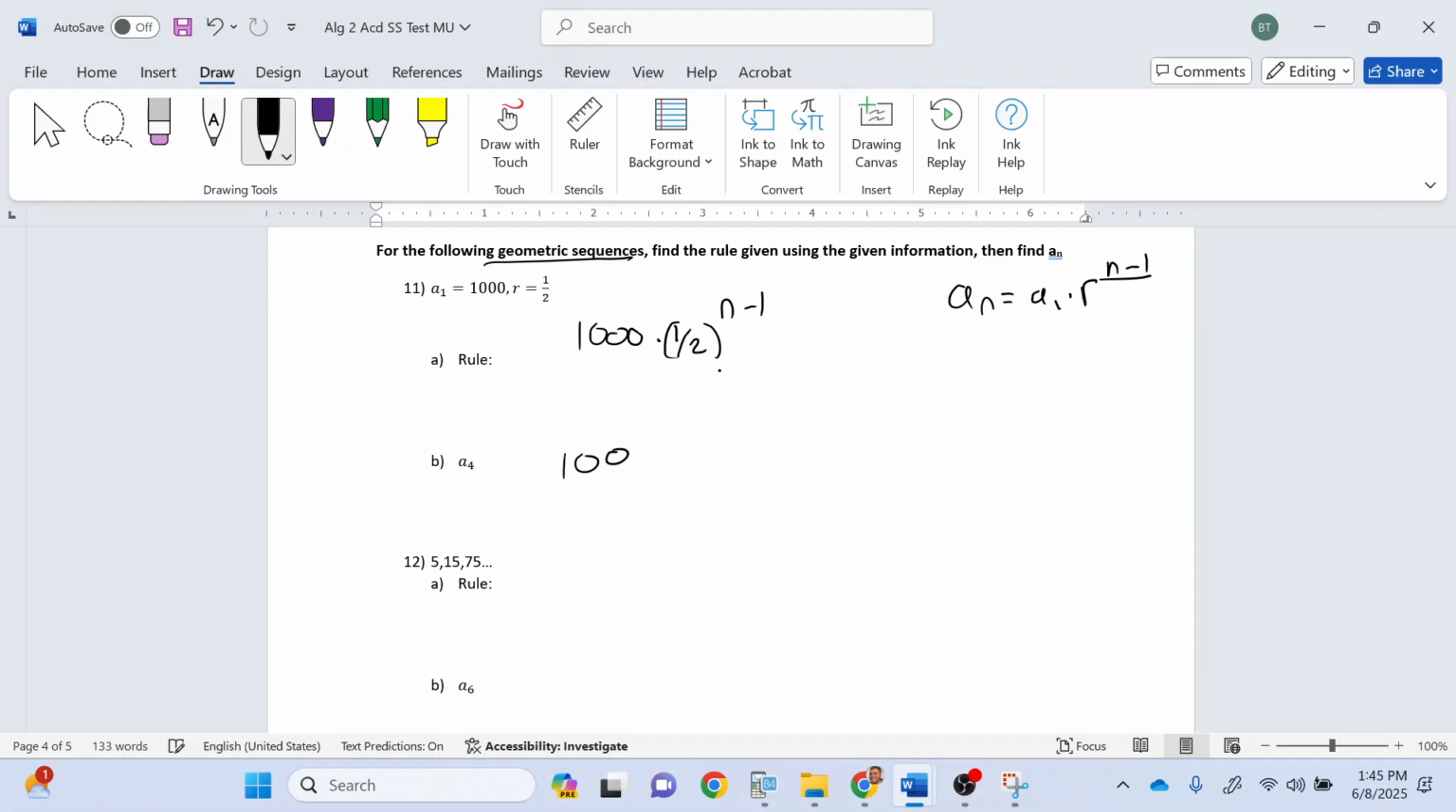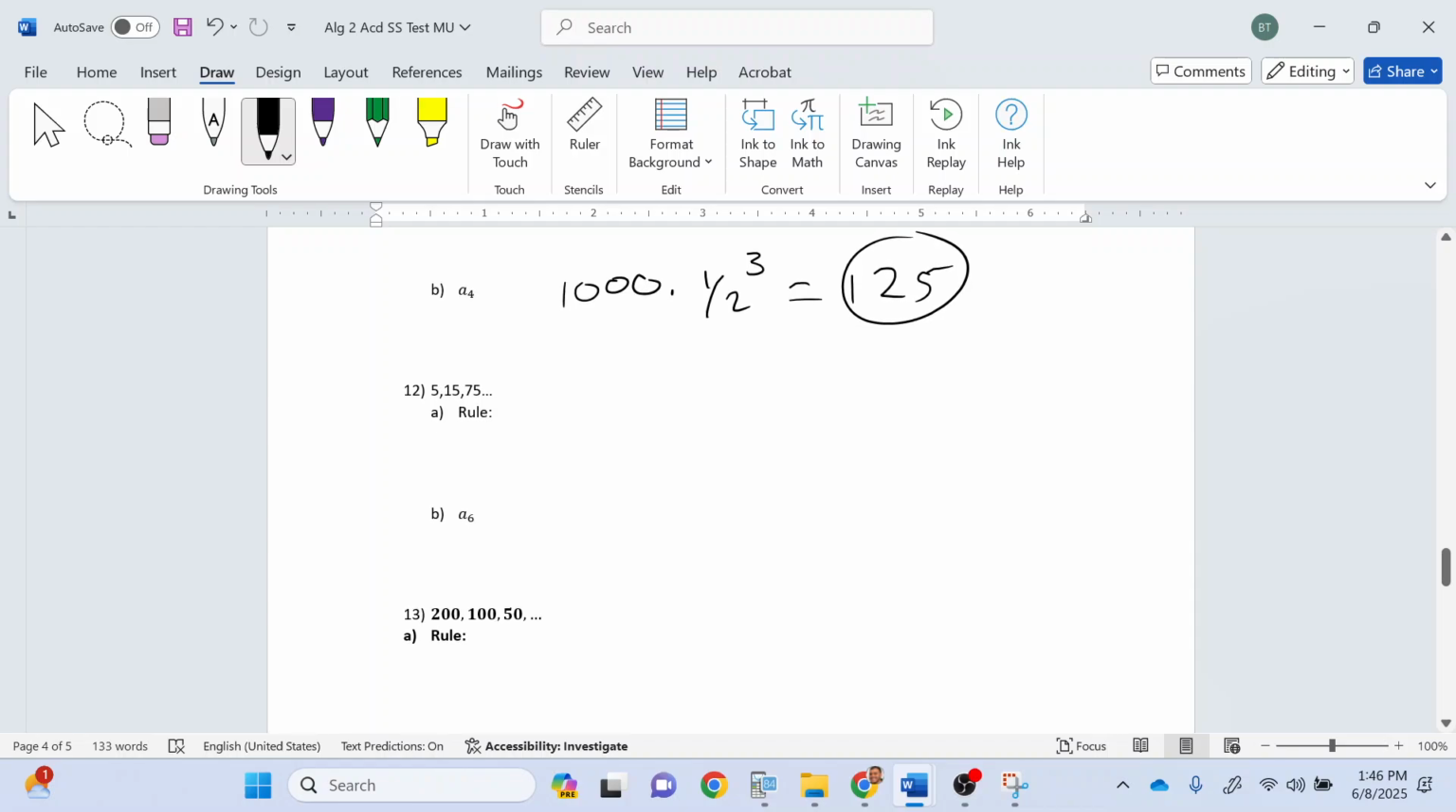So 1,000 times 1 half to the third power. Zero point 0.5, because I don't have 1 half on my calculator, I'm using my phone, to the third power, then times that by 1,000. Whoa, looks like I made it purposely so it's a whole number, 125. Pretty easy. Next one: 5 times what gives you 15?